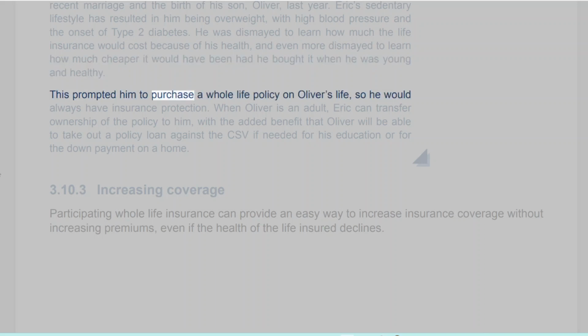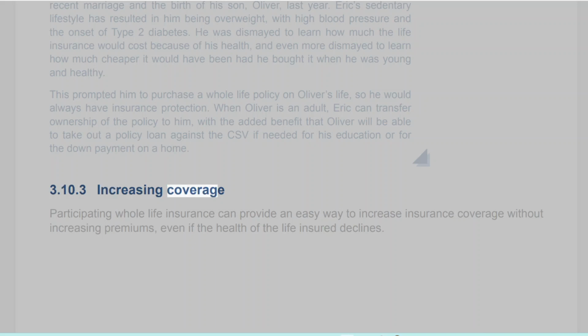This prompted him to purchase a whole life policy on Oliver's life, so he would always have insurance protection. When Oliver is an adult, Eric can transfer ownership of the policy to him, with the added benefit that Oliver will be able to take out a policy loan against the CSV if needed for his education or for the down payment on a home.